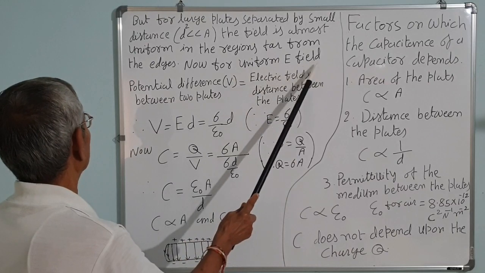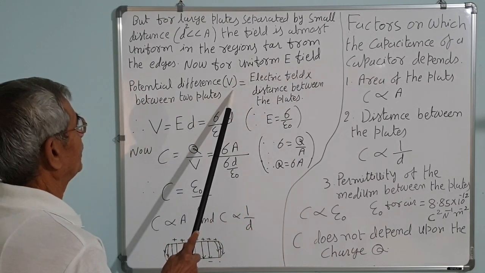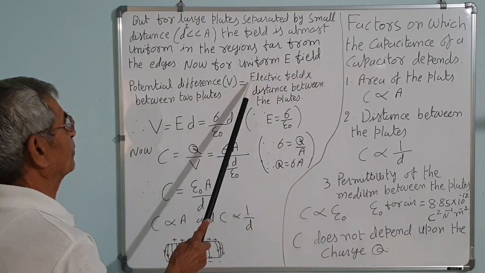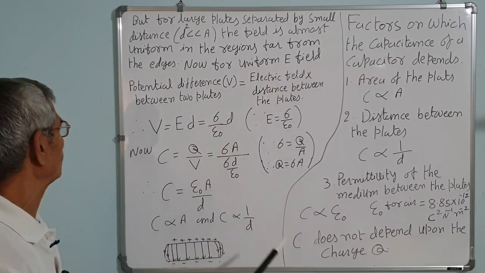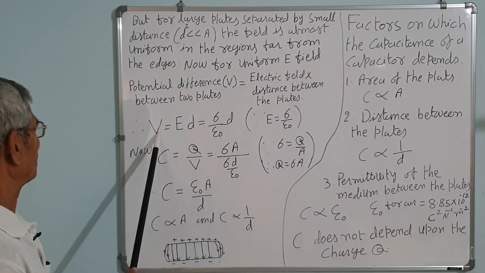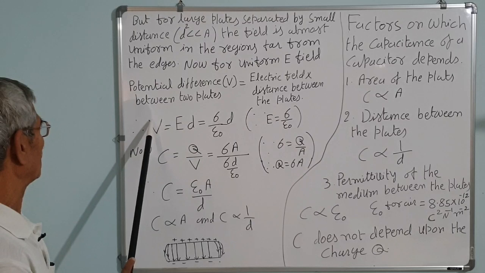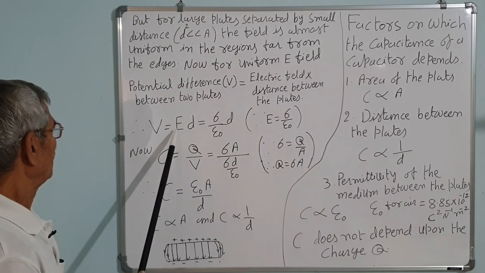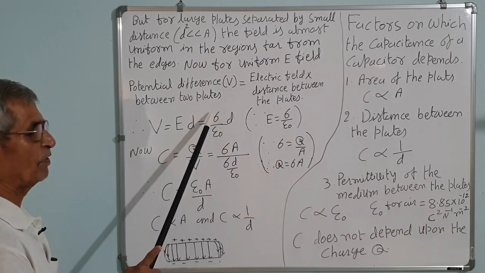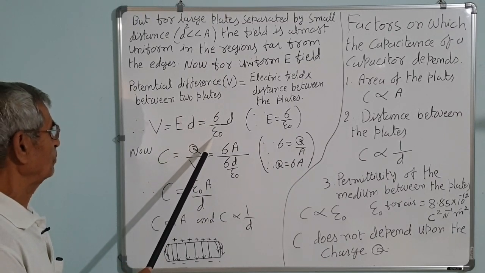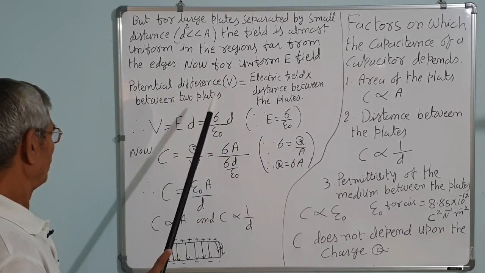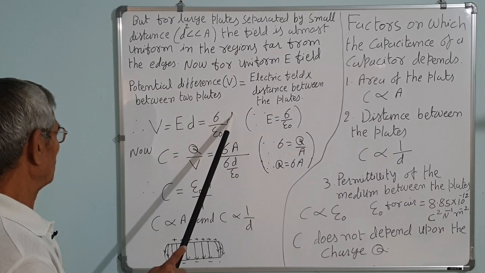Now, for a uniform electric field, the potential difference V between two plates is equal to the electric field multiplied by the distance between the two plates. Let V be the potential difference, E be the electric field and d be the distance, then V is equal to E into d. The electric field between the two plates, as we have seen, is sigma upon epsilon 0. So, V is equal to sigma d upon epsilon 0.